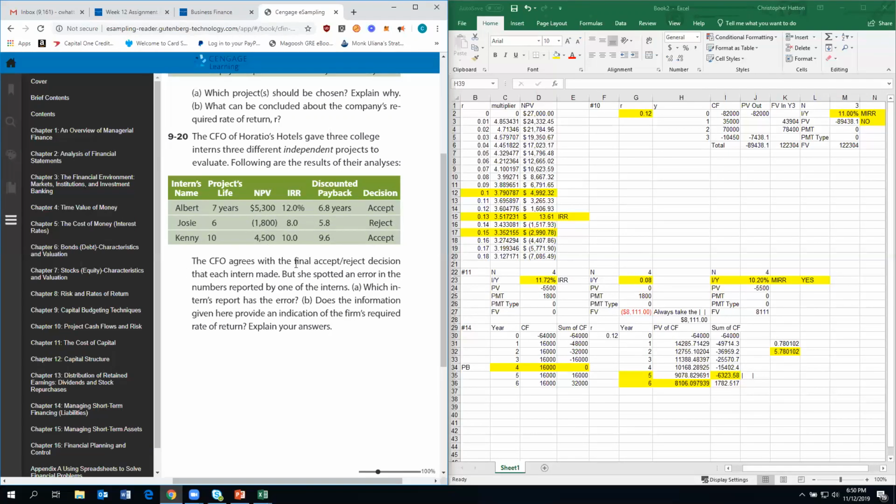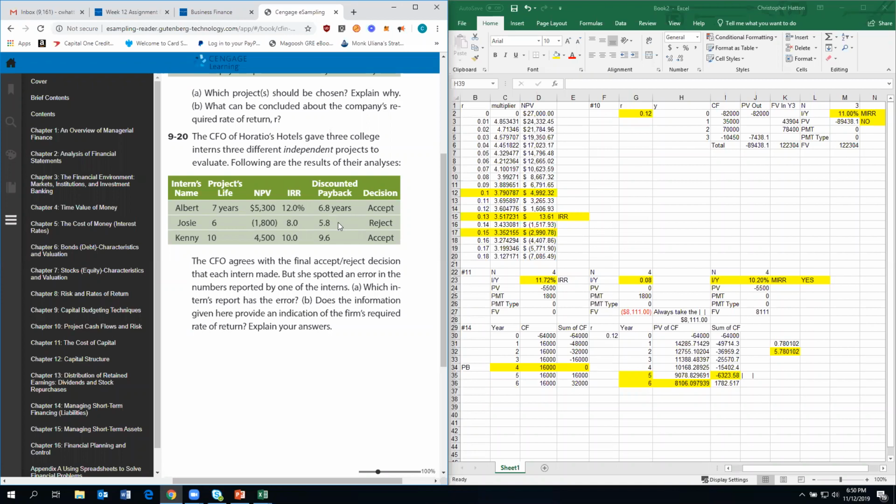So the CFO agrees with the final accept/reject decisions each intern made, but spotted an error in the numbers reported by one of the interns. Which intern's report has the error? Does the information given here provide an indication of the required rate of return? So yes on both counts.